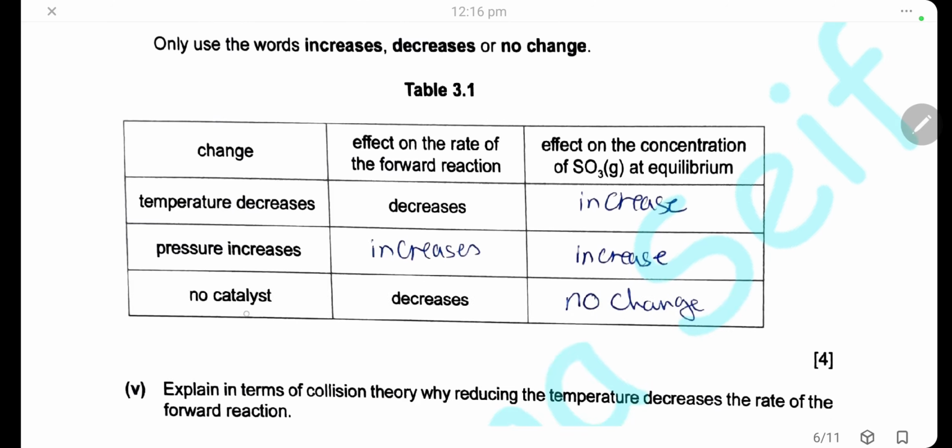The last one: if there is no catalyst, of course, the rate of reaction will decrease, but the catalyst has no effect on the yield at equilibrium, so for the effect on the concentration of sulfur dioxide, we will write no change.